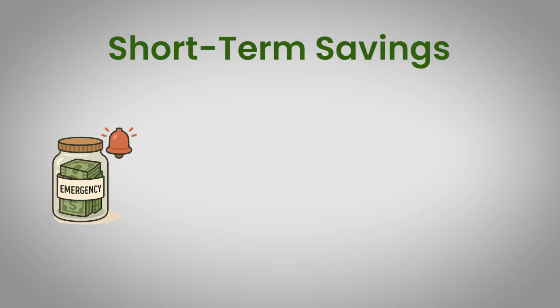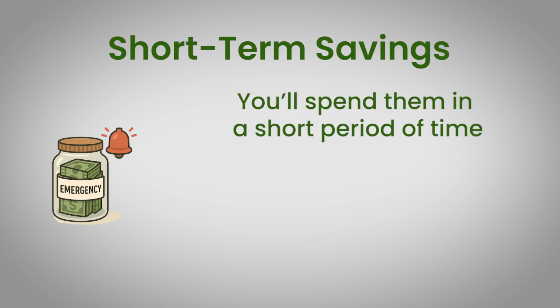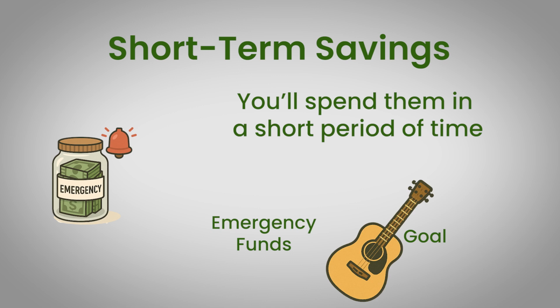Next, short-term savings. These are savings that you are likely to spend within a short period of time. This type of savings includes emergency funds, your reserves for, say, food, and your savings for a purpose or a goal. For example, if you want to buy a guitar and you save money for that guitar, this money is considered short-term savings in our Plussios system.